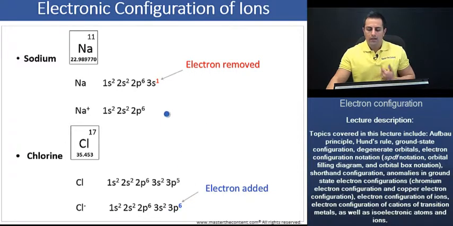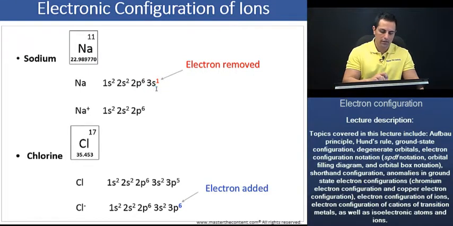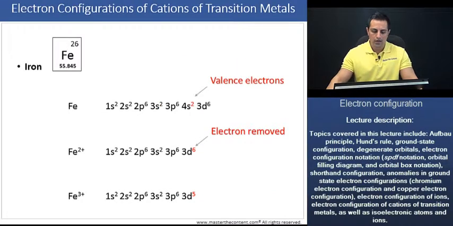Now, for moving on, for transition metals, the first electron that's being removed is not always going to be coming from the highest energy occupied orbital. It's going to be a little bit different. Let's take a look at that now on the next slide. For transition metals such as iron, as we see here, the first electron being removed is going to be the valence electrons, even though the 3d electrons are added after to the 3d subshells.